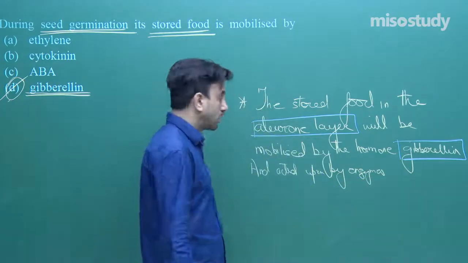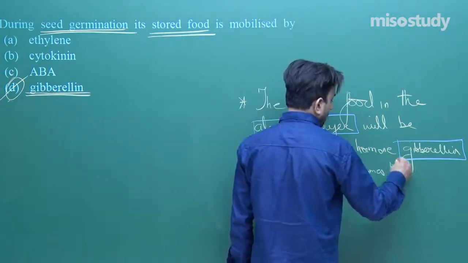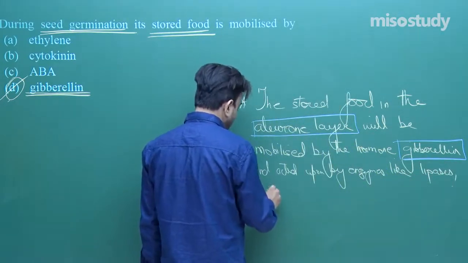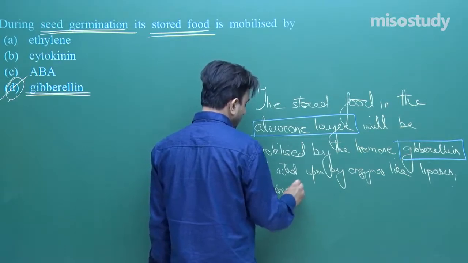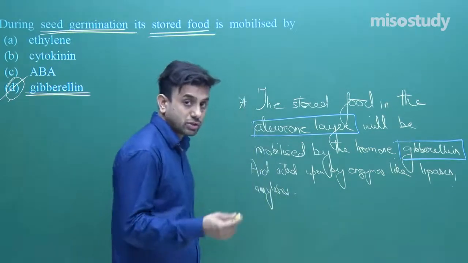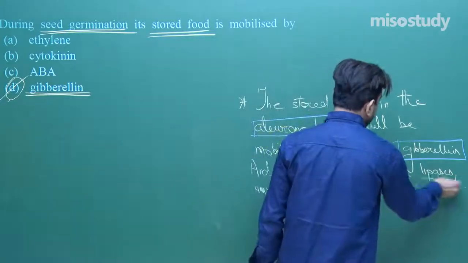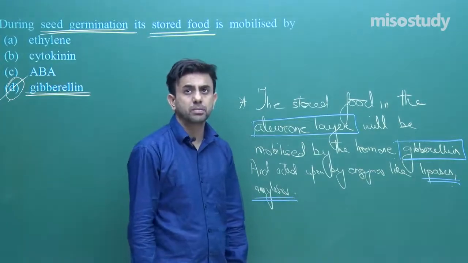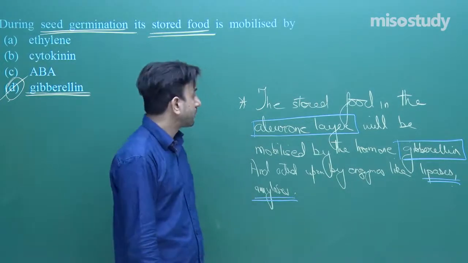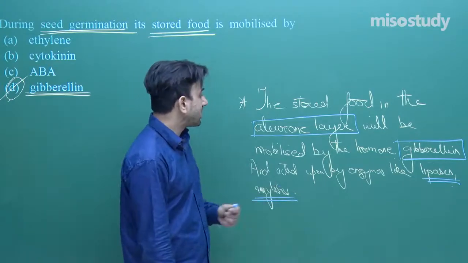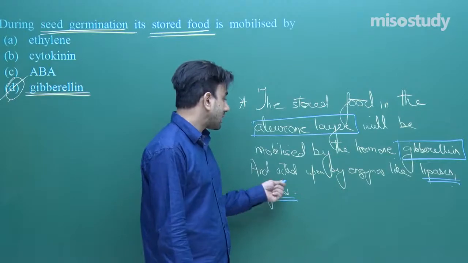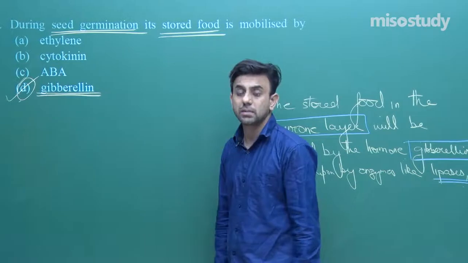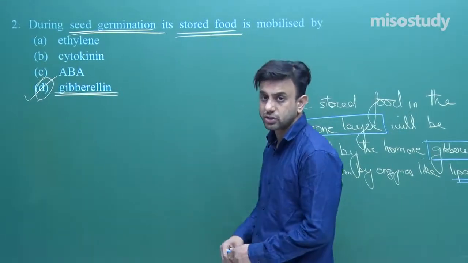like lipases and amylases, so that the breaking down of these into simpler substances can take place and be utilized. So the stored food in the aleurone layer is mobilized by the hormone gibberellin and then acted upon by enzymes like lipases and amylases. During seed germination, gibberellin plays a very important role in the mobilization of food.